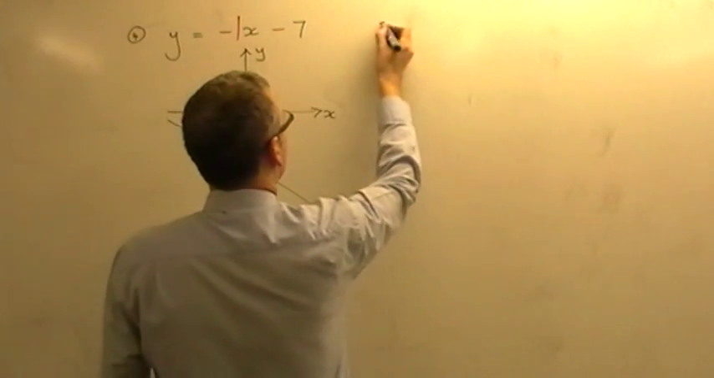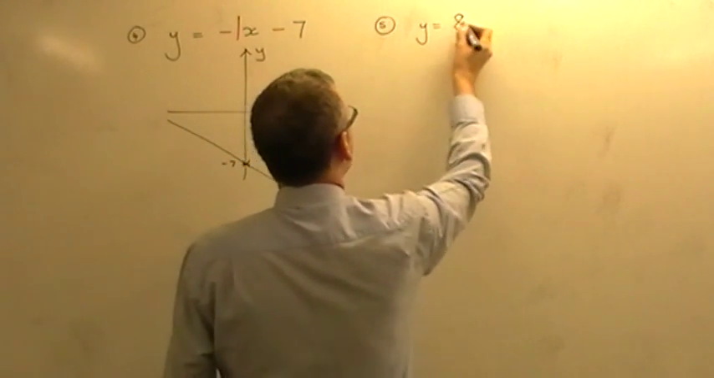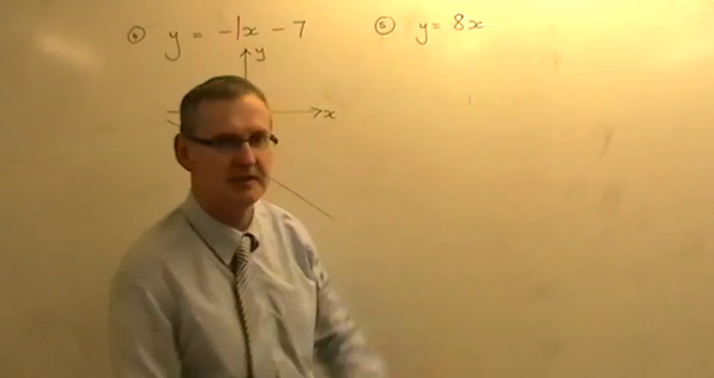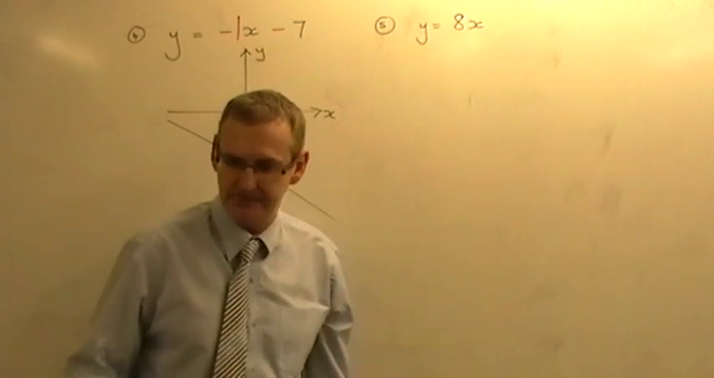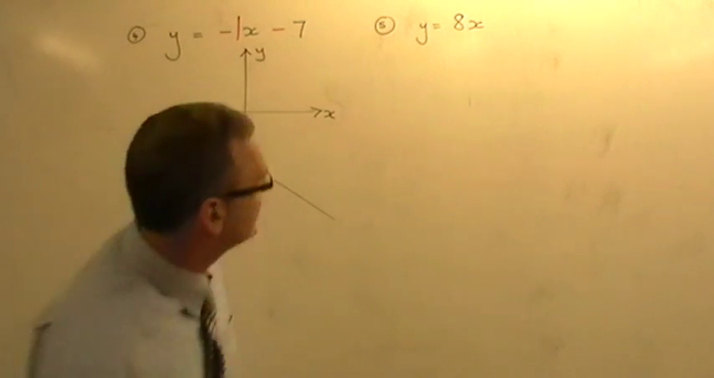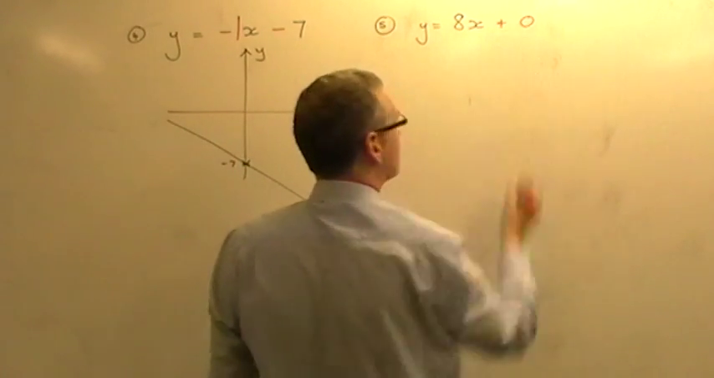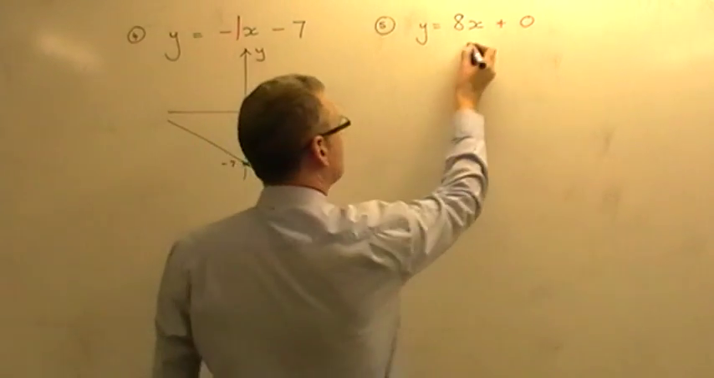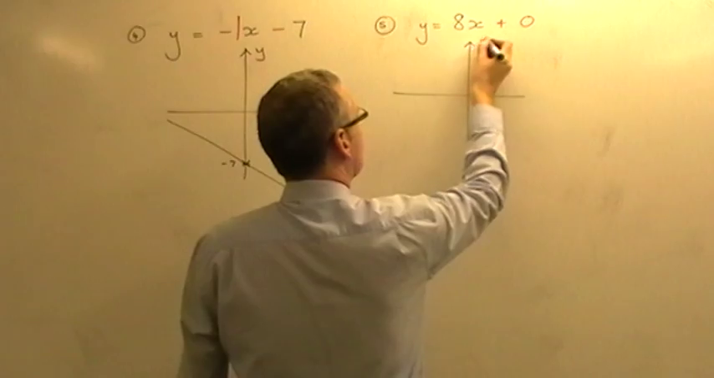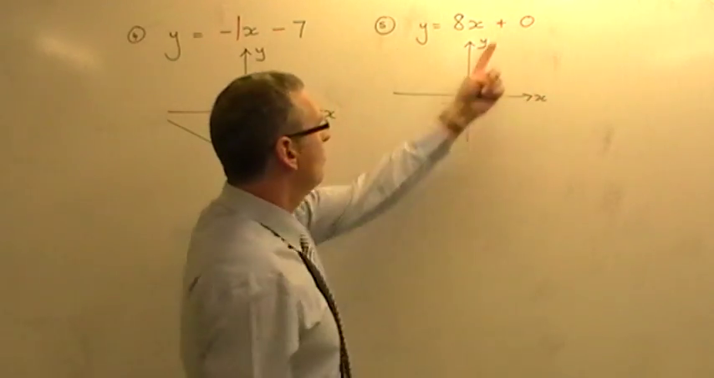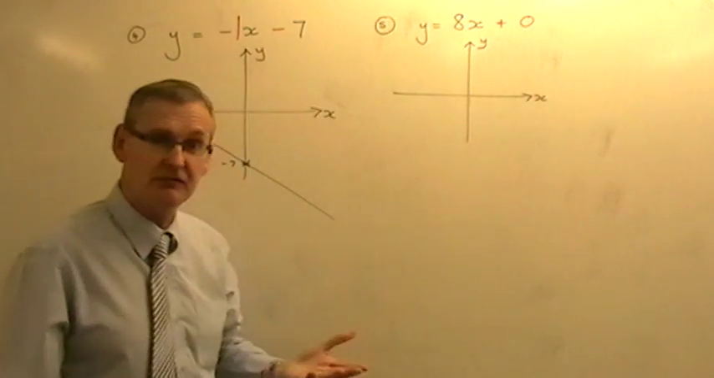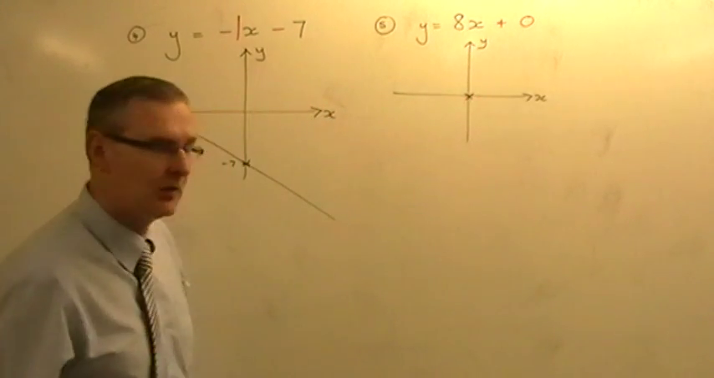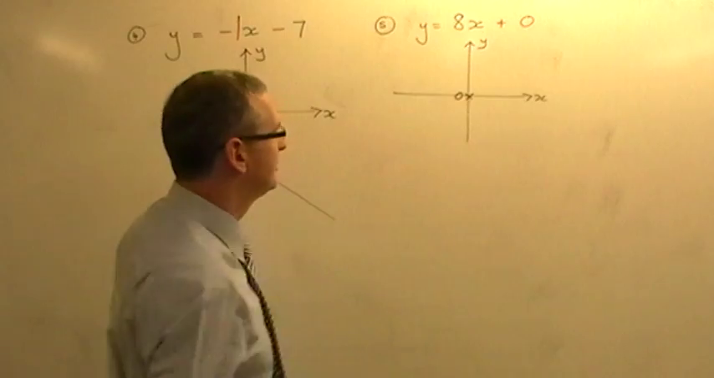Okay, how about number 5? What about y equals 8x? Now notice here there is no number on the end. Well, I have talked to you about this in the past. Y equals 8x is the same thing as y equals 8x plus 0. So in that case, the sketch would look something like this. You draw your sketch, y and x axis, plus 0 on the end means it crosses the y-axis at 0. So you put a cross at 0 on the y-axis and label it 0.